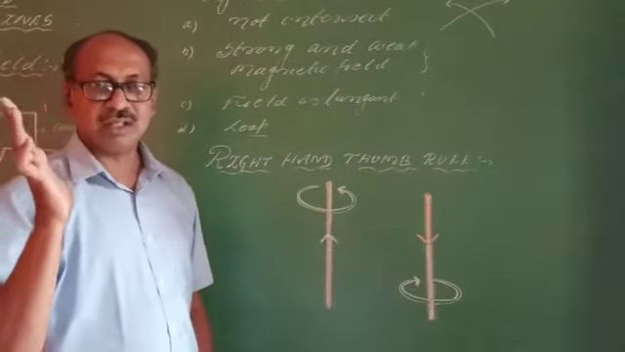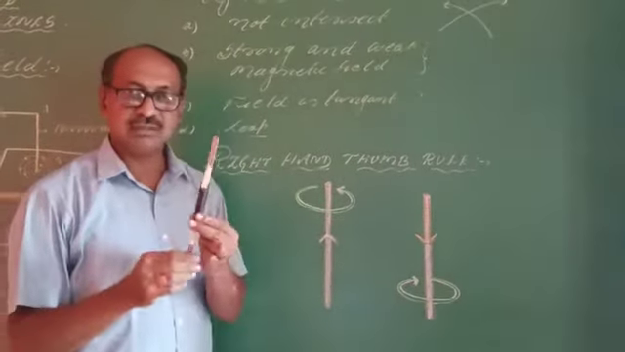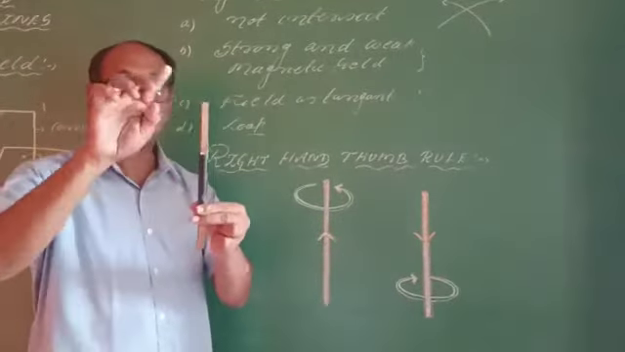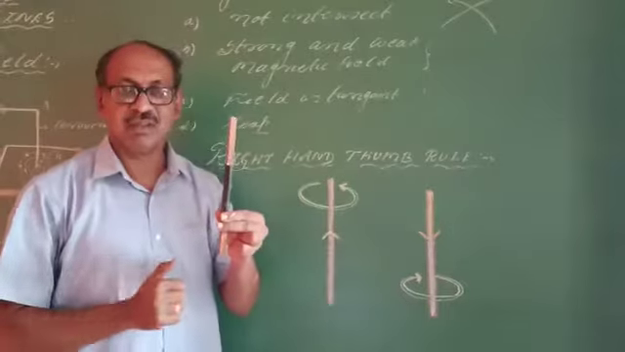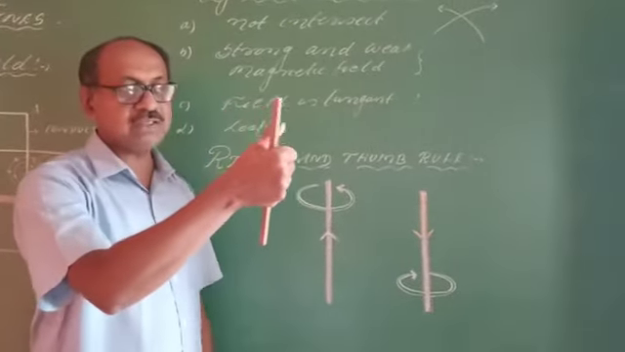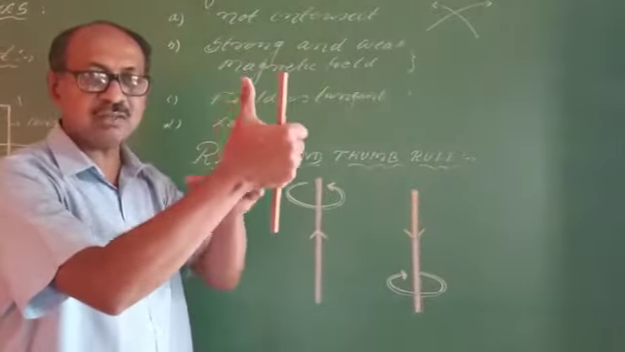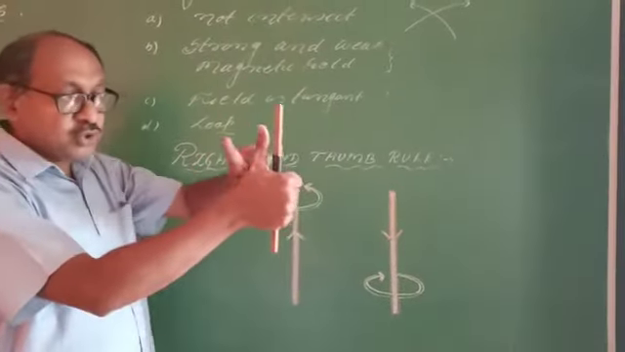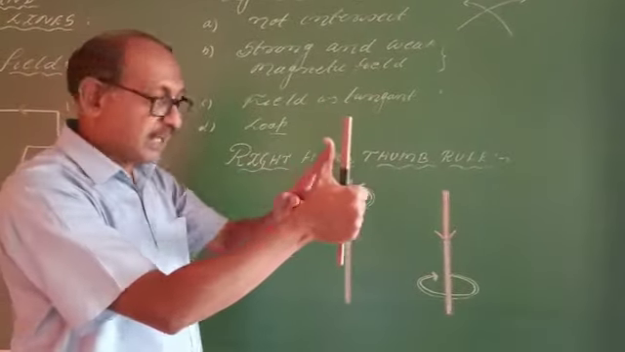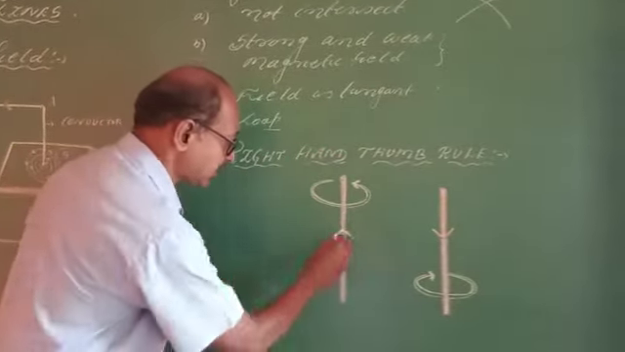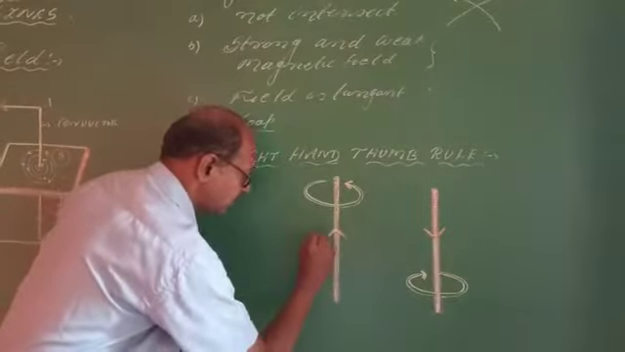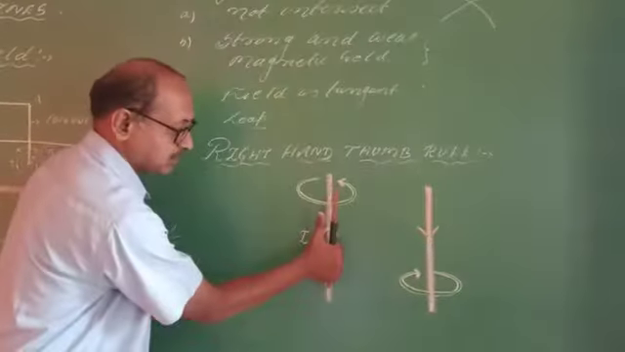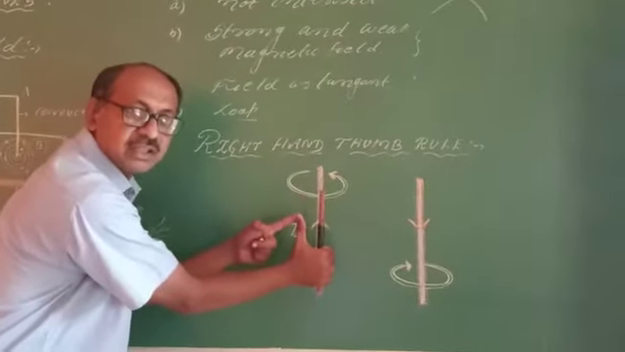Let us imagine this is a conductor. Imagine you are holding a conductor carrying a current. I am holding the conductor like this, with the thumb outward. The thumb shows the direction of the current. Let us say in the first diagram, this is the direction of the current, I.